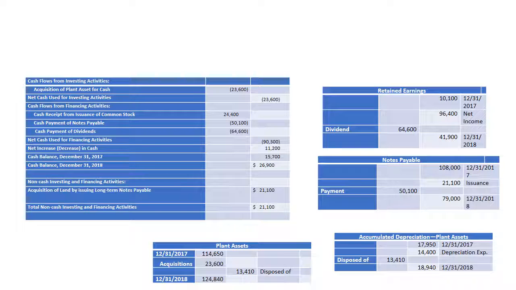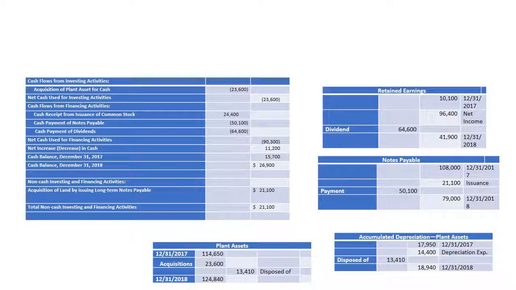Now, how do we know if we're right? Well, what was cash at the beginning of 2018? Well, look on your balance sheet. It was at $15,700. If you add the change in cash of $11,200 to the $15,700, it should equal the ending balance of cash, $26,900, and it does. So you've properly accounted for all the items that affected cash during the year in the different categories.